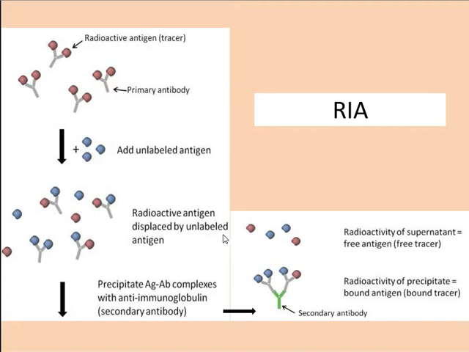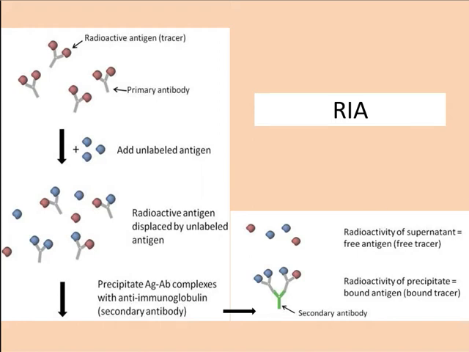If there is less displacement, if you find only less free labeled antigen, then that means the patient's serum contained less antigen. So that is how you correlate it. That is the concentration of antigen in the patient's serum. If there is a higher concentration of antigen in the patient's serum, there would be more free labeled antigen. If the concentration of antigen in the patient's serum was less, there would be less free displaced labeled antigen.